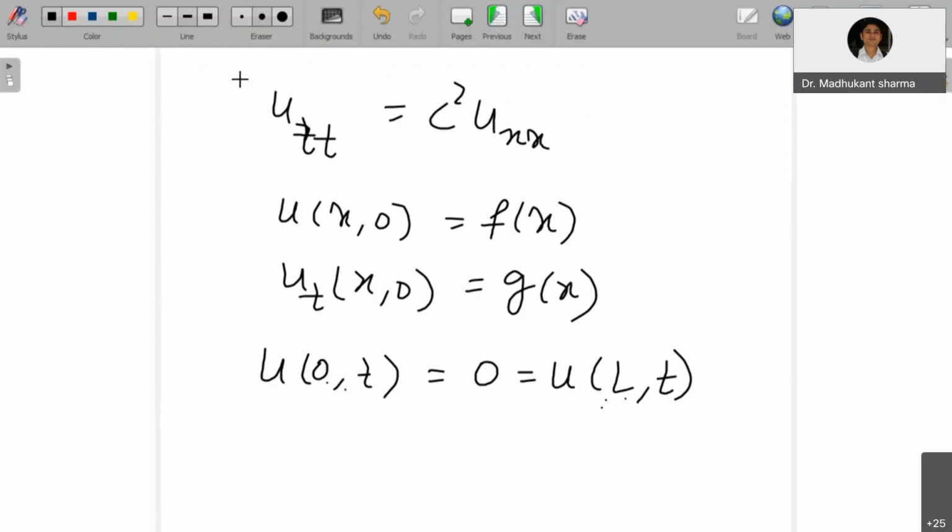So this is known as the initial boundary value problem for a second order PDE, which we will solve by using the Fourier series method, in other words the variable separable method, and then it will lead to the Fourier series solution. Okay, so if you have any doubt, you can ask.